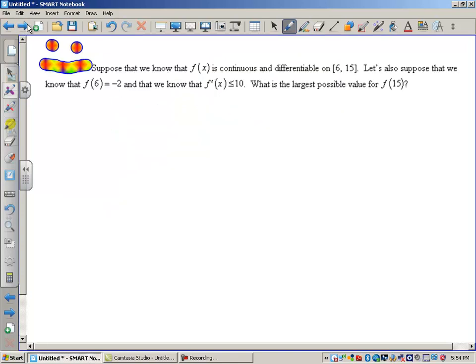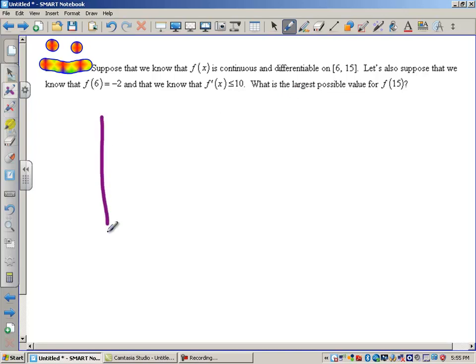Let's go look at an example. And this is one of those weird examples like, oh my gosh, how am I supposed to do this? But we're going to use the mean value theorem to do this question. So we know f is continuous and differentiable on the interval from 6 to 15. And let's suppose that we know that f of 6 equals negative 2, and we know the derivative is always smaller than or equal to 10. What's the largest possible value for f of 15?